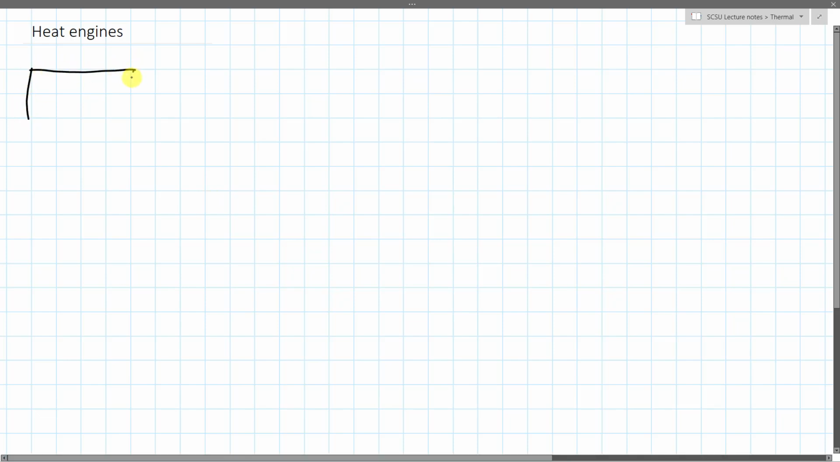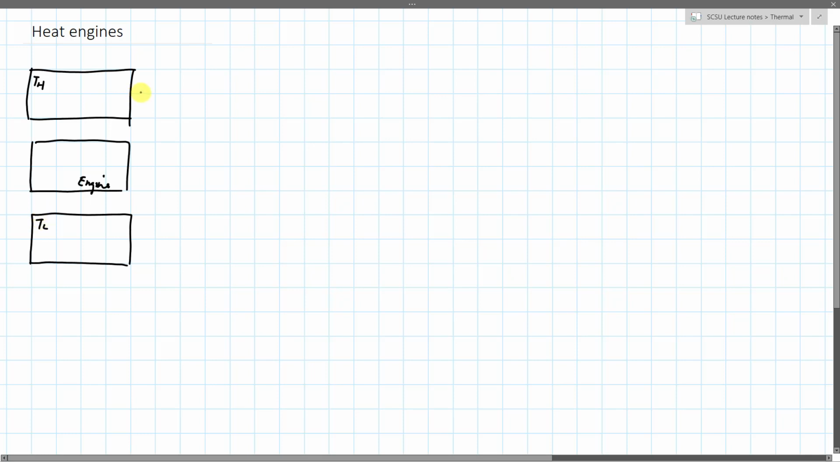So here's a T high temperature source. What this could be, it could be hot steam, right? It also could be the engine's burnt fuel that's at very high temperature. And then we'll draw another block. This is our engine. And then the third block, imagine the exhaust into the ambient, into a low temperature reservoir. So we imagine these two temperatures are relatively different. The high temperature is quite high and the low temperature is relatively lower.